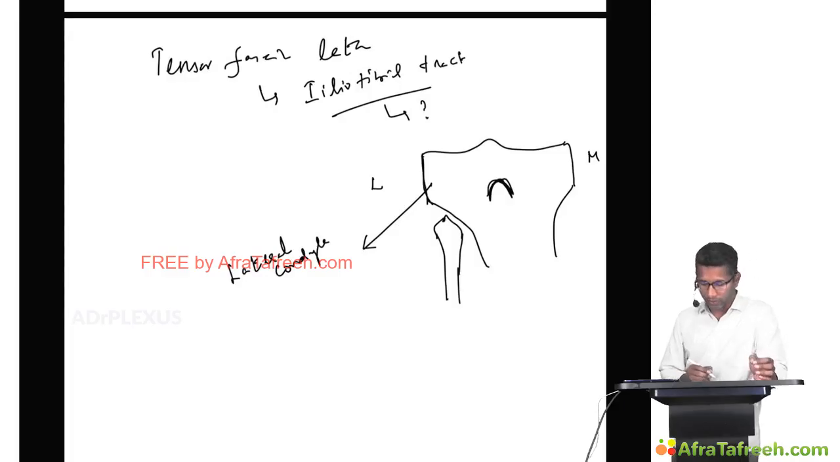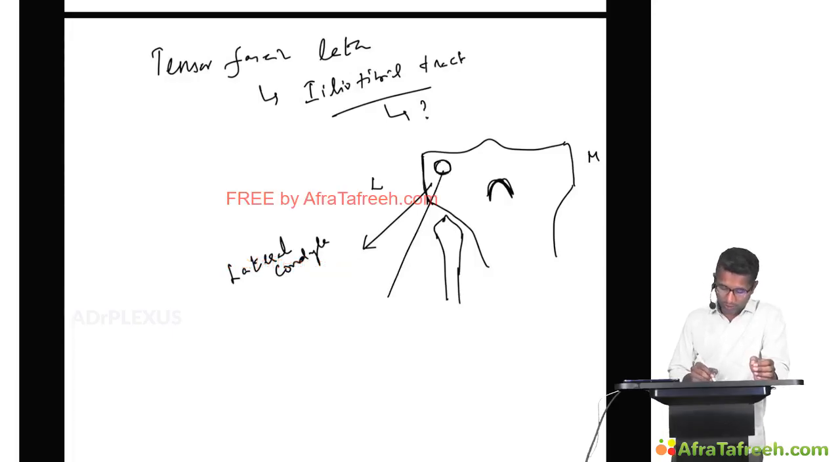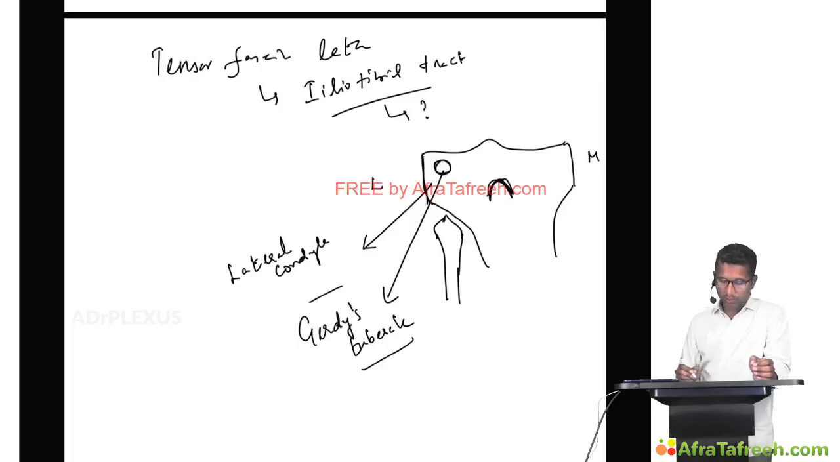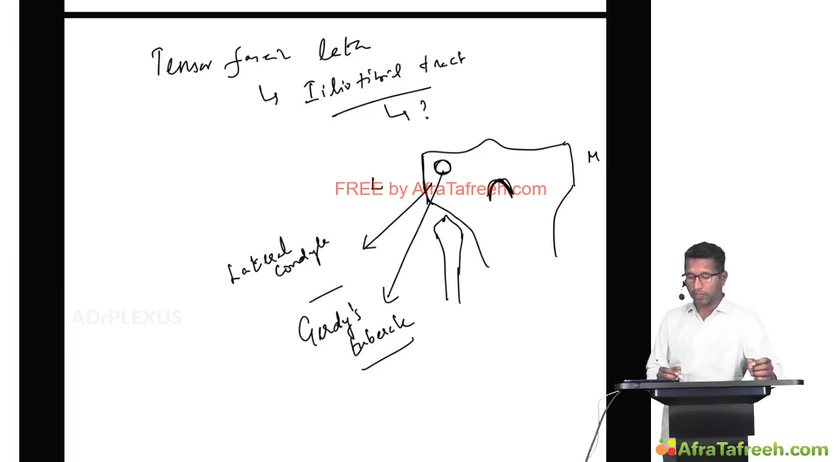In the lateral condyle of the tibia, there is a tubercle, and this tubercle is called Gerdy's tubercle. This Gerdy's tubercle is the one which gives attachment for the iliotibial tract.